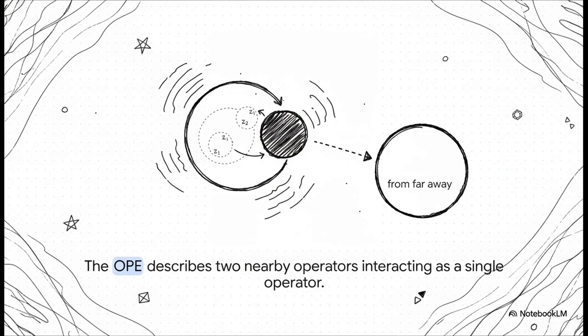So imagine these two operators on our 2D surface, one at point Z1 and the other at Z2. As they get closer and closer, their interaction becomes this incredibly complicated quantum mess. But what if you step back? If you zoom out and look at that combined blur from far away, what does it actually look like?